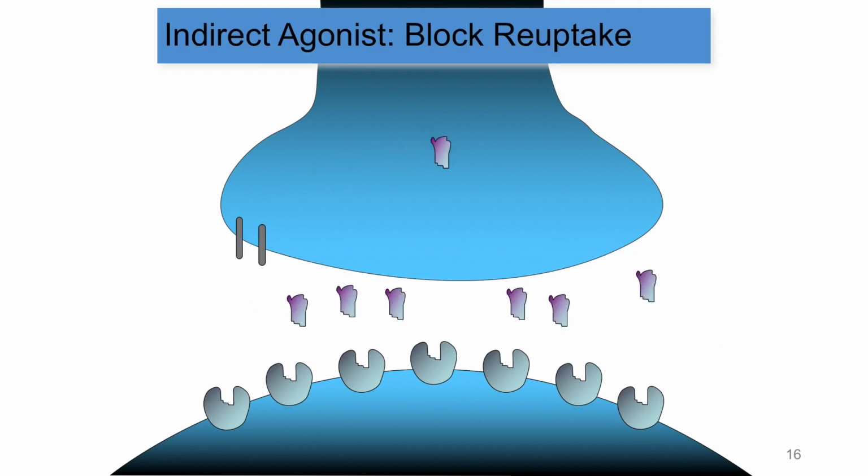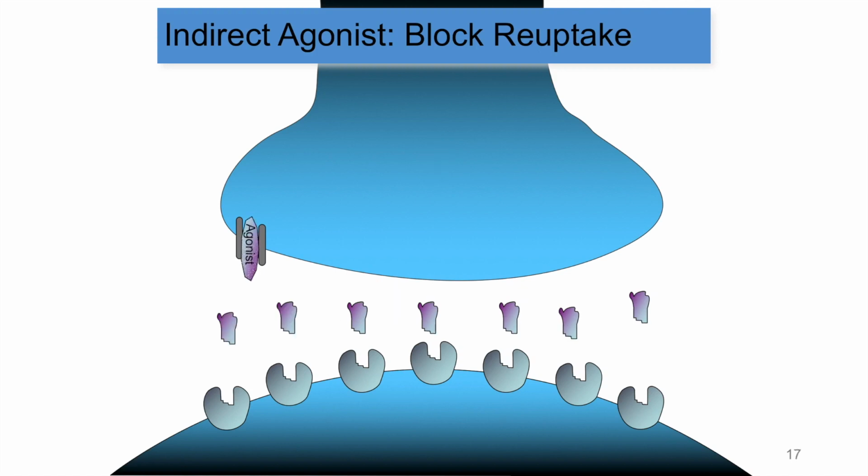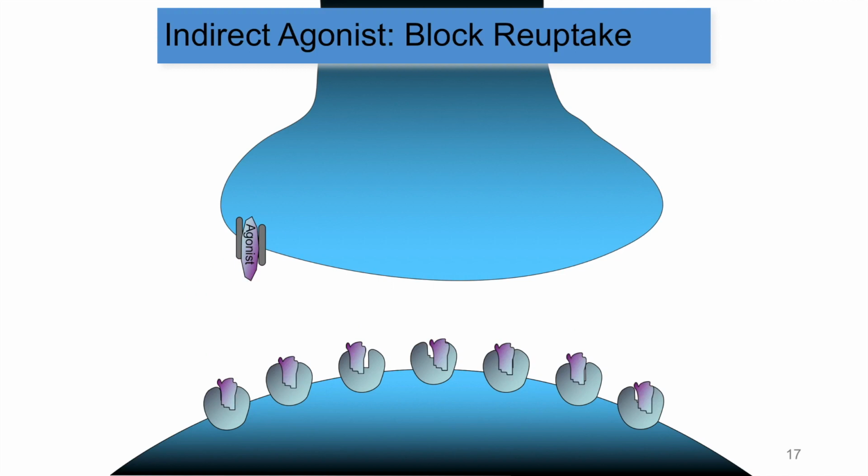Normally, neurotransmitter can be taken back up into the presynaptic terminal using ATP through a reuptake transporter. A drug that blocks reuptake would allow more neurotransmitter to be available in the synaptic cleft to bind postsynaptic receptors. So a drug that blocks reuptake is an indirect agonist.